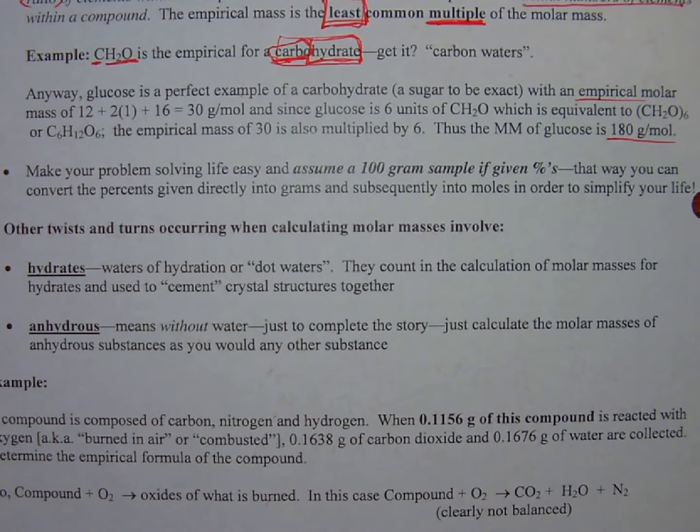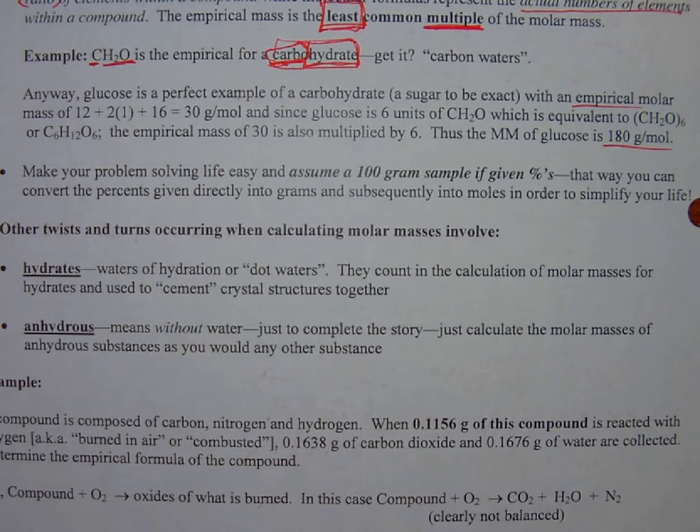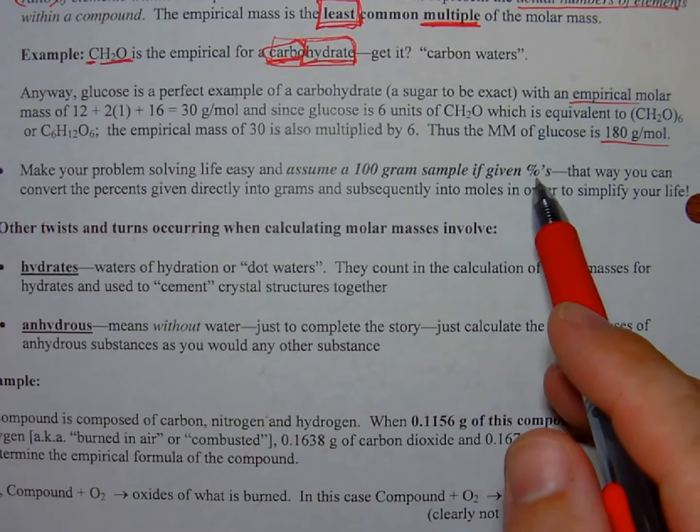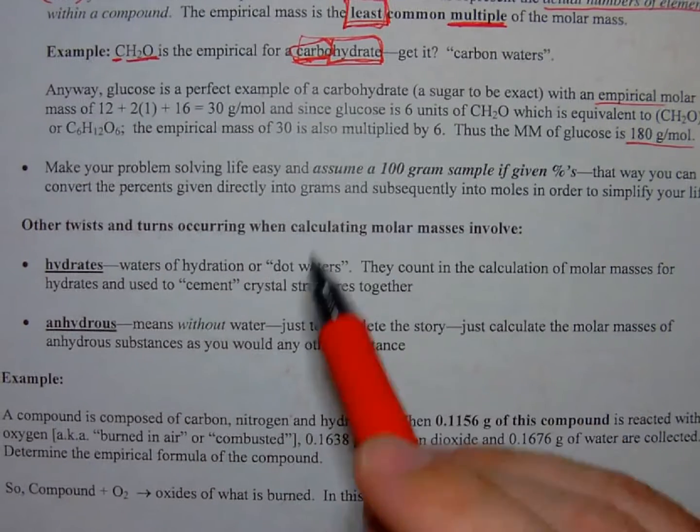So make your problem-solving life easy and assume a 100-gram sample if you're given information in percentages. So reading the AP exam, if it starts with giving you percentages, which it might not, but if it gives you percentages, assume a 100-gram sample. What that allows you to do is convert the percentages directly into grams. And then once you're in grams, you can convert into moles, and you're more than halfway there. So just assume a 100-gram sample because we can just magically transform the percentages into grams. It makes our life a lot easier.